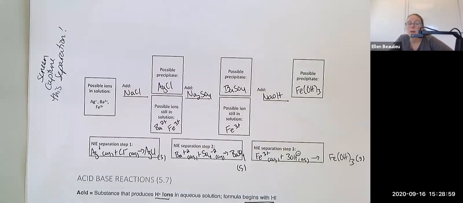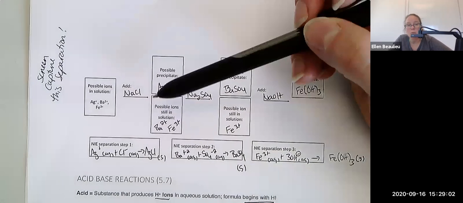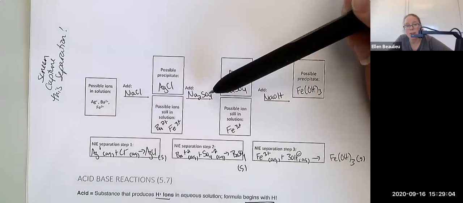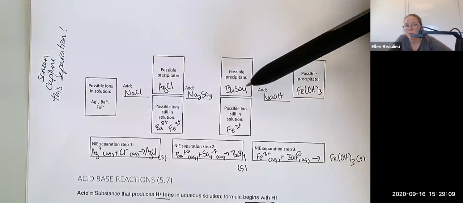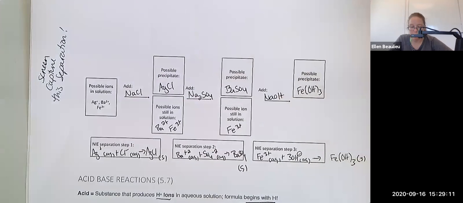You also could have done the same scheme where you swapped the order. So sodium sulfate here making barium sulfate, and then sodium chloride here making silver chloride. Both of those were possible options.